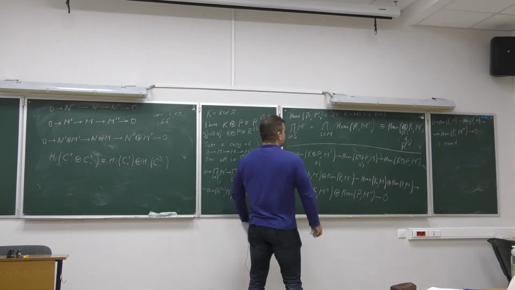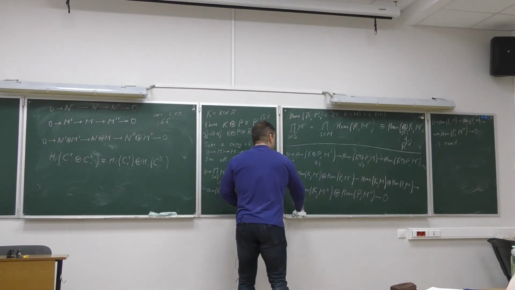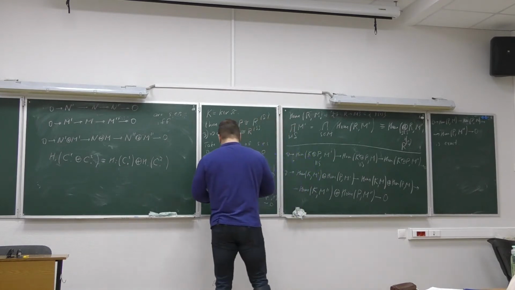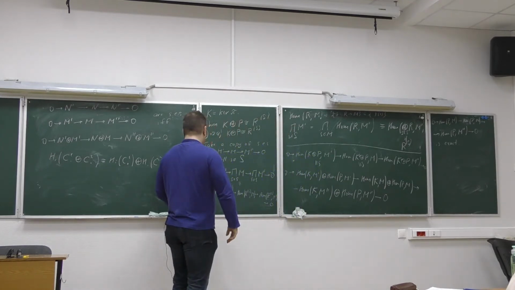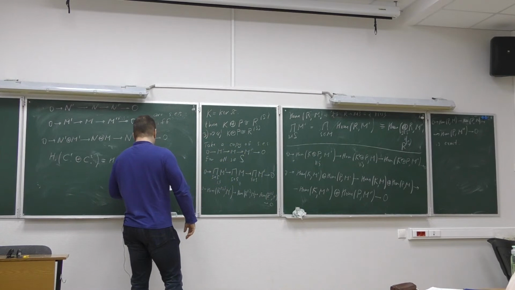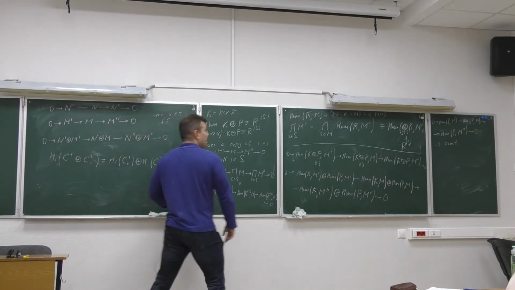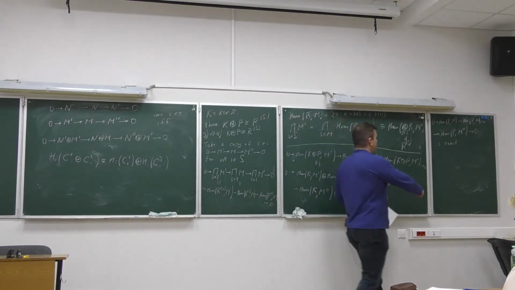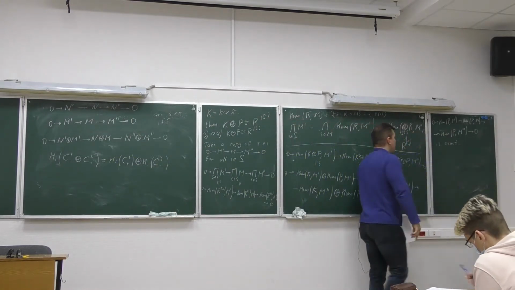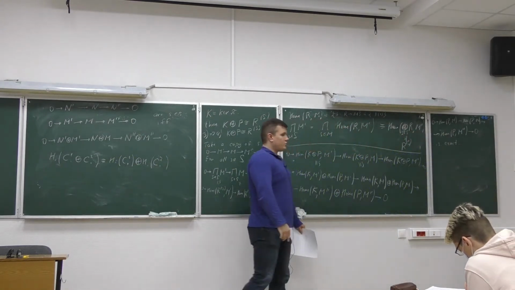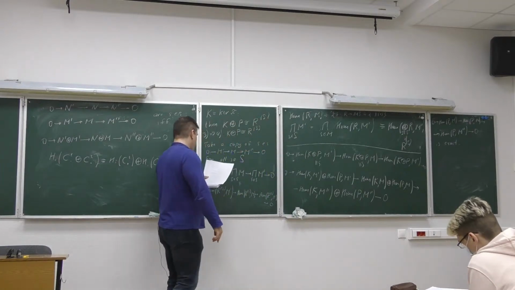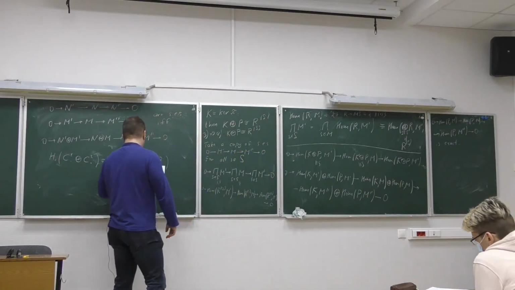But I guess we've proved what we want, right? Unfortunately I erased the statement, but if you go back to it, we wanted to show exactly this statement: that this is exact for any short exact sequence and any projective module P. So this finishes the proof, I guess 3 to 4.